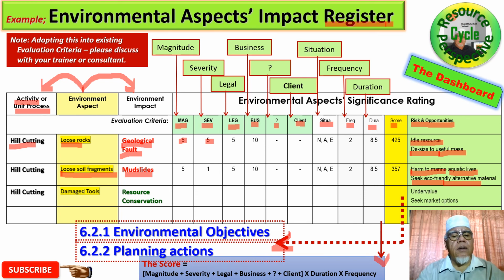Also, there are other environmental aspects like damaged tools. Oh, damaged tools is good. This is an output. What happened is that they rework. And when they rework, it causes resource conservation as far as environmental management is concerned. However, although it is a good deed, apparently they found that it is undervalued. Somebody is collecting and probably selling it at a higher price in the market. So what they want is to look at market options and to get a better capital return.